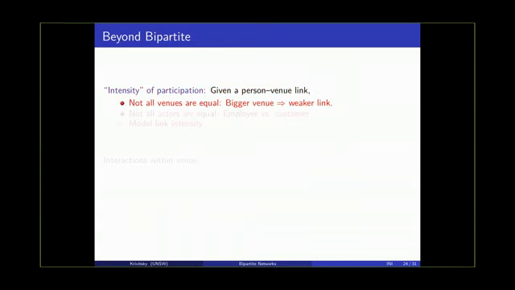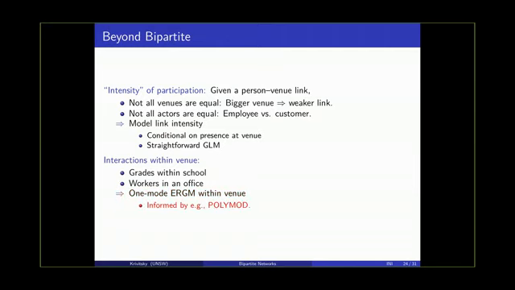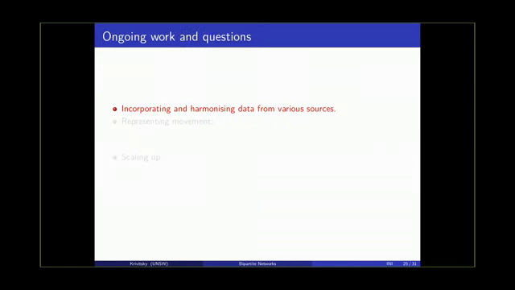So if we have a person-venue link, we can control for the size of the venue to create weaker links there, or maybe different capacities of people attending the venue, or maybe model link intensity, which is pretty straightforward because we're conditioning on the present set of venues, which becomes a straightforward GLM. We can look at the interactions within the venue, such as a mixing of grades within a school, or workers in an office, which just becomes a one-mode ERGM within the venue, and we can use, say, POLYMOD to model that.